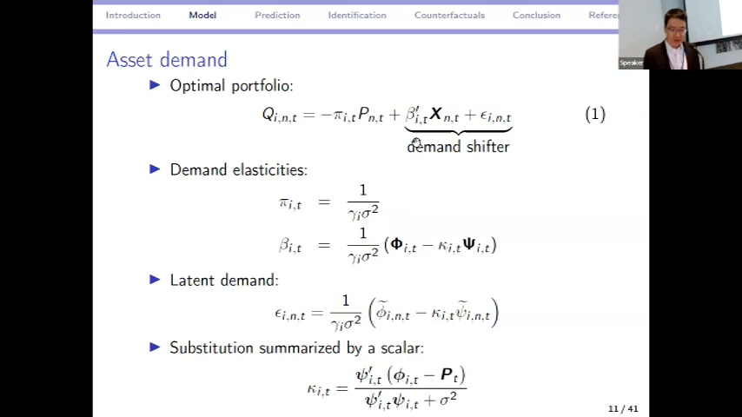Now, these betas are elasticities to characteristics, right? So holding prices constant, how much does AQR tilt towards more profitable stocks? That's the beta I. Okay, and that's a function of phi I, which is my model for expected payoffs, and psi I, which is my model for factor loadings.